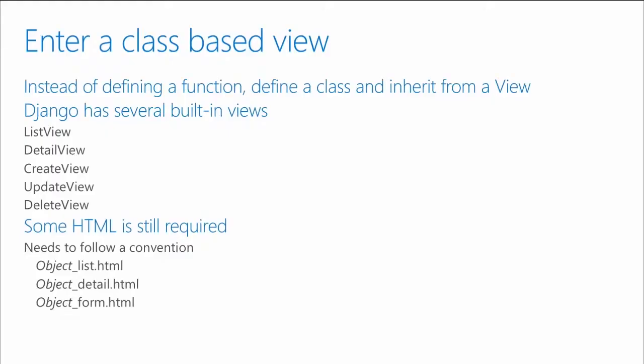But you'll notice that for all your items, it's going to be whatever the name of your class is, underscore list. For an individual item, it's going to be underscore detail. And then finally, last but not least, for the form, it's going to be whatever the name of your class is, and then form.